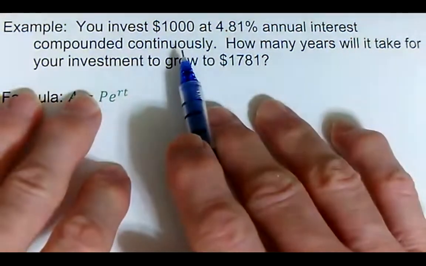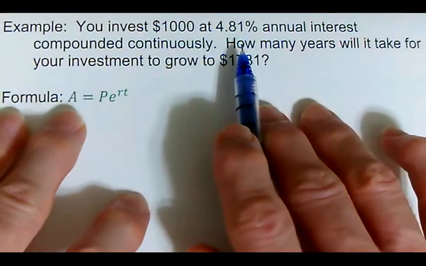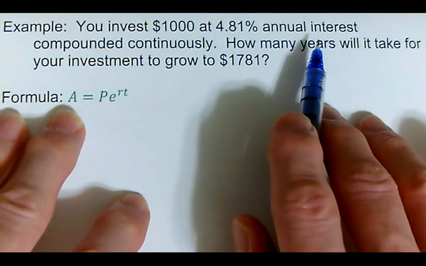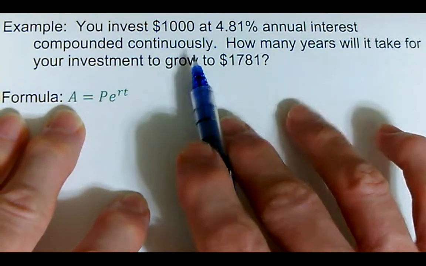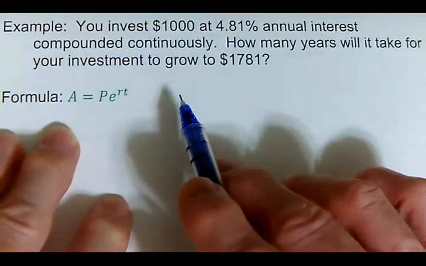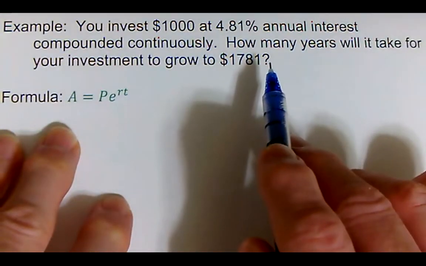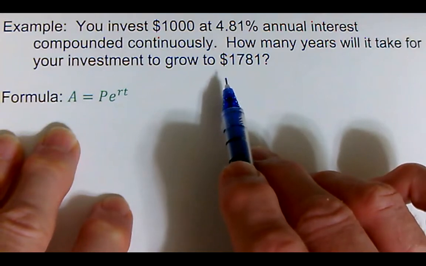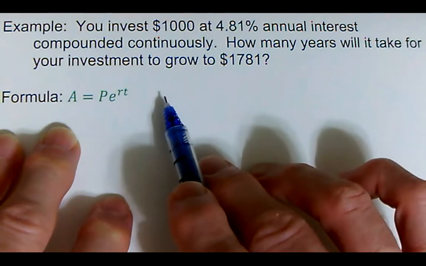You invest $1,000 at 4.81% annual interest, compounded continuously. So we'll use this formula for compounding continuously. How many years will it take for your investment to grow to $1,781? Now the same formula applies, but let's see what we've been given.